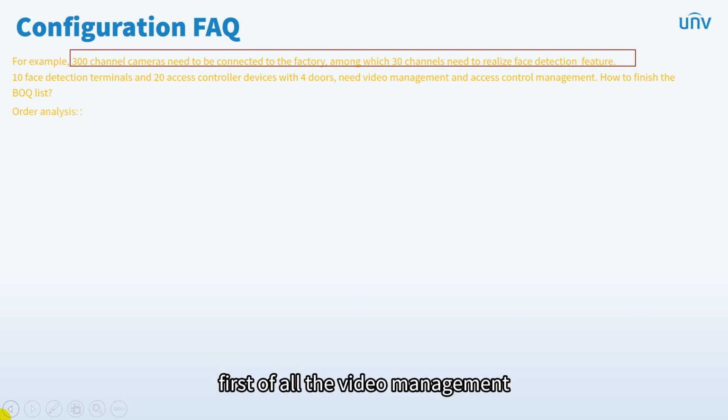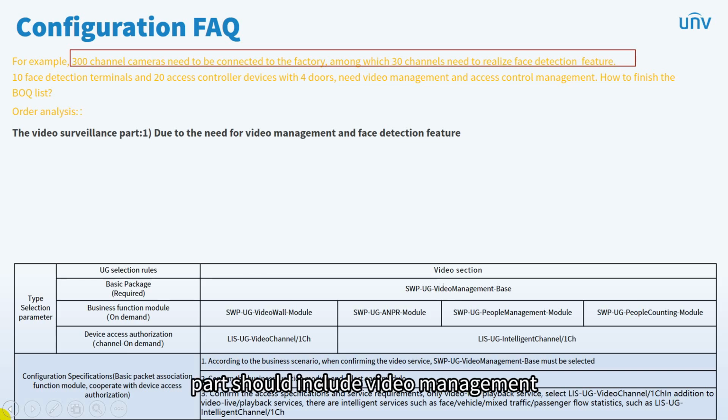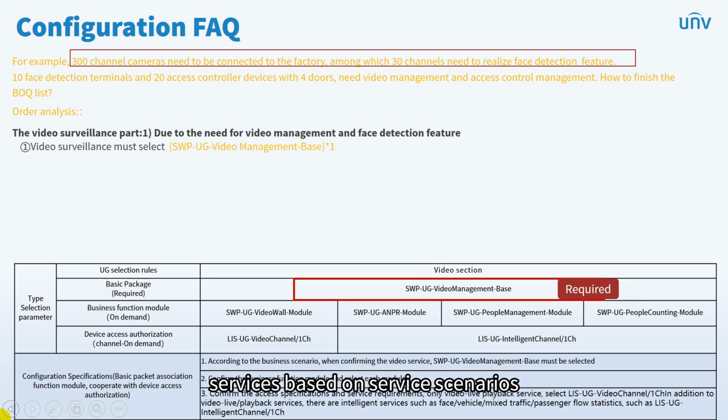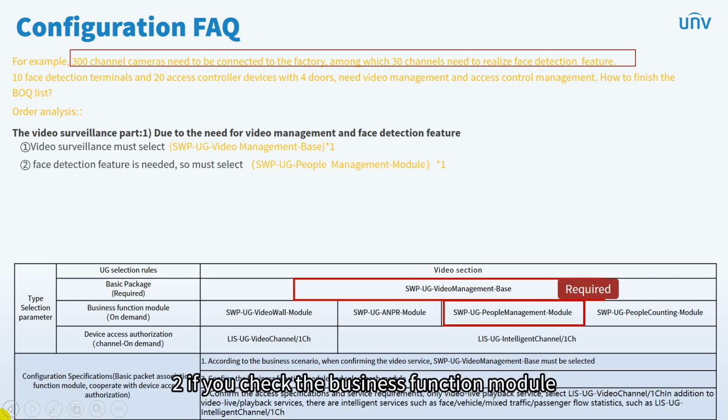First of all, the video management part should include video management and face business. 1. When confirming video services based on service scenarios, SWUG Video Management Base *1 is required. 2. If you check the business function module and find that you only need to expand the face recognition function, select 1 SWPUG People Management module.